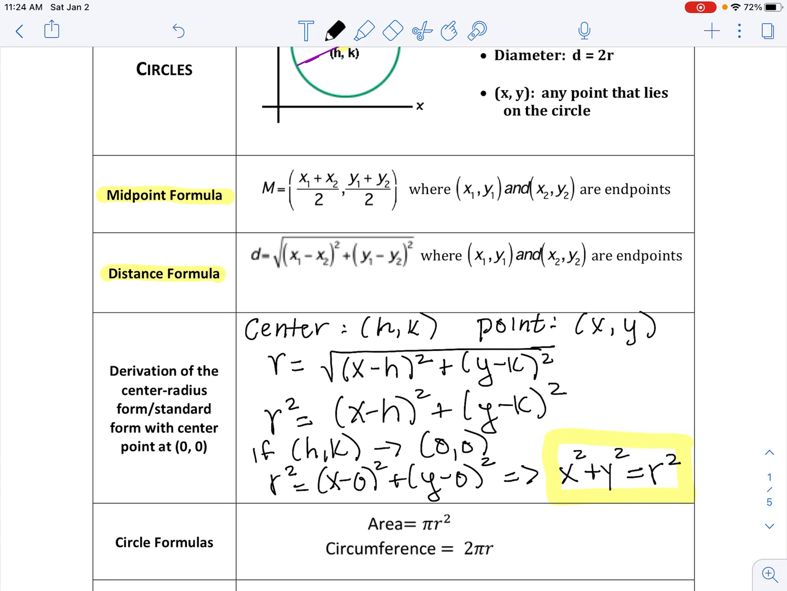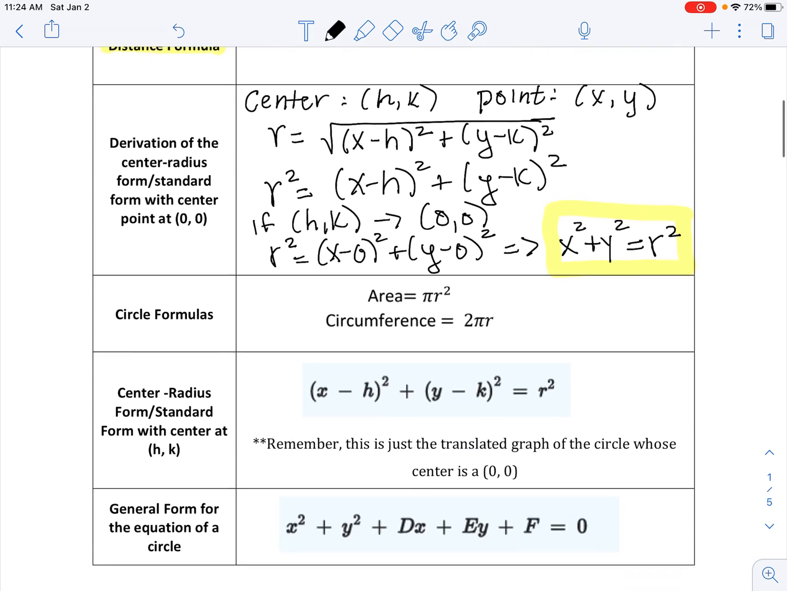So the equation of the circle comes from the fact that the radius is a fixed length as you move around the circle using any x, y point. The distance from that point to the center point will always be equal to r.